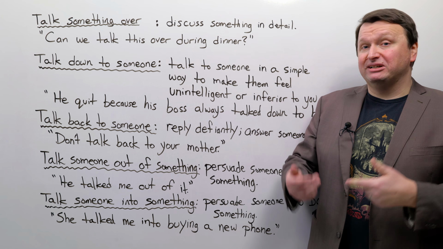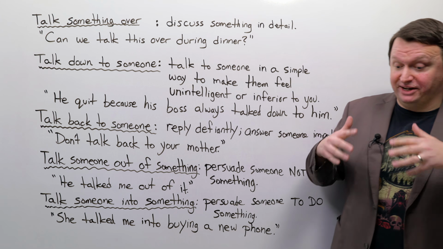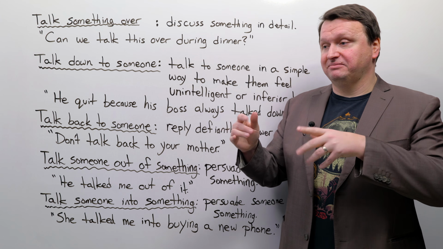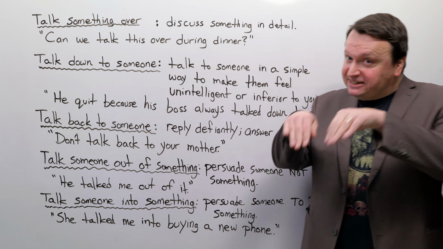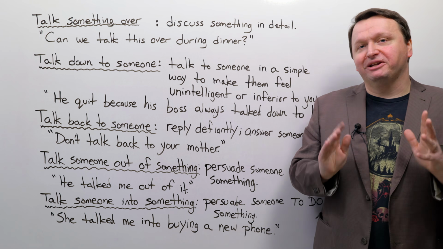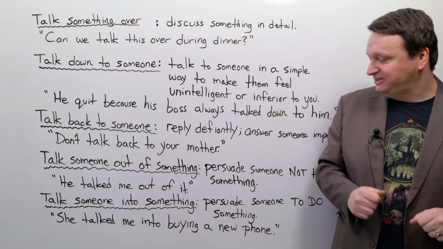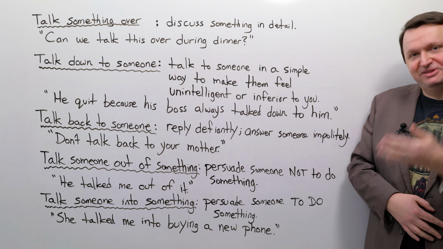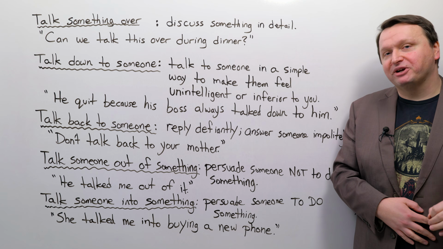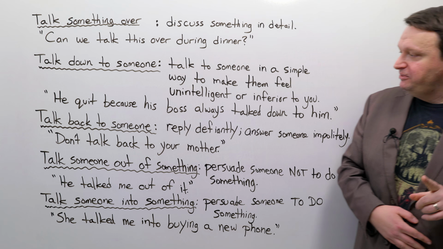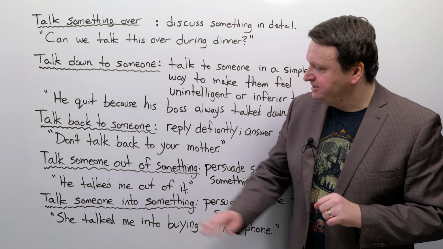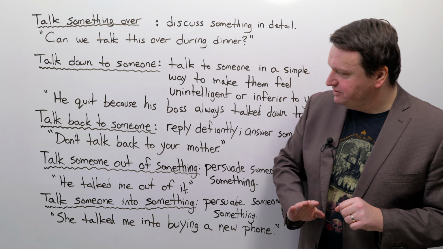So talk someone out of something. They wanted to do something and you convinced them not to do it. To talk someone into something means you convince them to do it. Okay? So there you go. Those are 5 phrasal verbs that use the verb talk. Before we finish, let me just ask you to repeat the last 2 here.